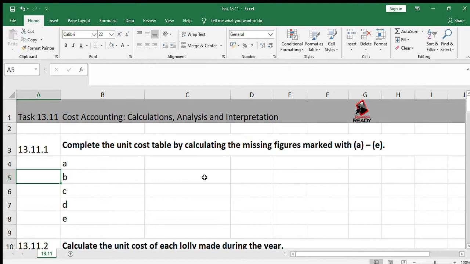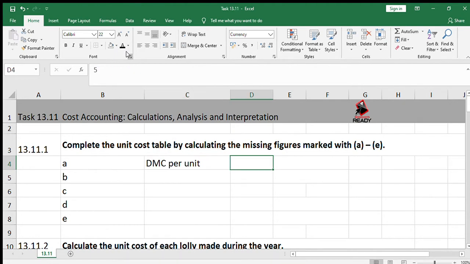And so in 13.11.1, you have to complete the unit cost table by calculating the missing figures. The unit cost table is given to you in your textbook on page 528. If you look at A, it is the direct material cost per unit for 2008. So that's what we're going to be calculating, direct material costs per unit.